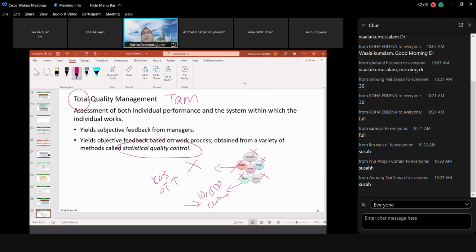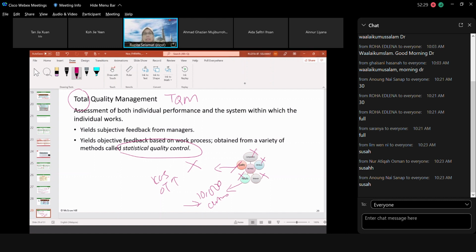Quality can be in terms of cost saving, quality in terms of employee and customer satisfaction, quality in terms of zero defect while producing the product, ataupun zero complaint from customer, bila kita buat after sales service and so on. Alright, that constitutes quality.